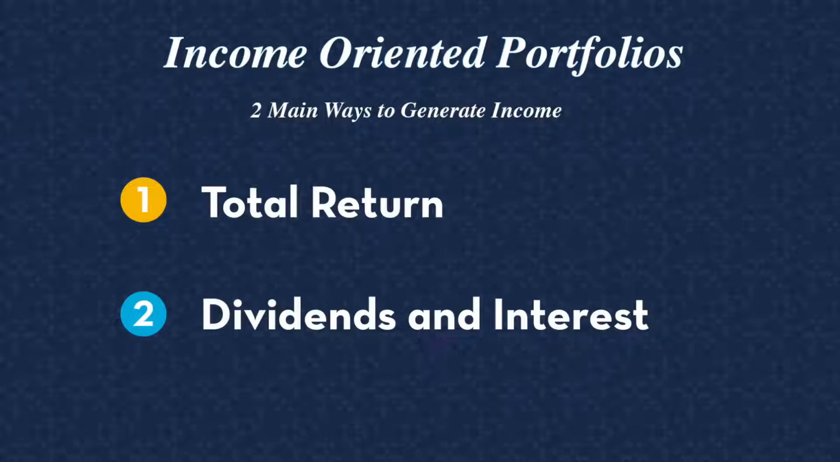Then we have the income-oriented approach. This is where you're not so worried about future growth, you're worried more about putting dollars in your pockets, money you can spend in your bank account every day from your portfolio. Maybe this is in retirement, maybe this is just cash flow you need to live off of. And then when we're talking about income, there are 2 main ways of generating that. There's a total return approach and there's a dividends and interest approach.